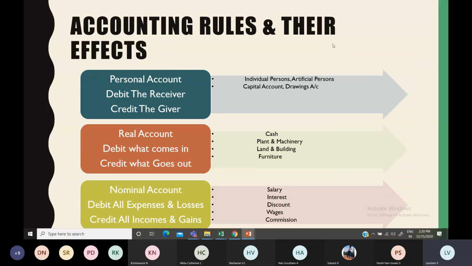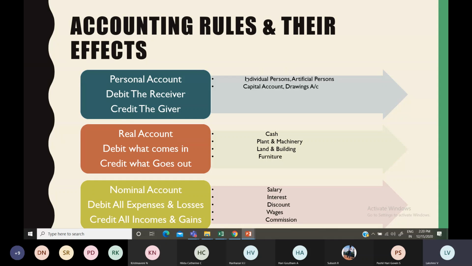So accounting rules and their effects, we have already come across. Just to refresh again, we are looking back at this. We have the three types of accounts: personal account, real account, and nominal account. These are the rules for that. Personal account: debit the receiver, credit the giver.